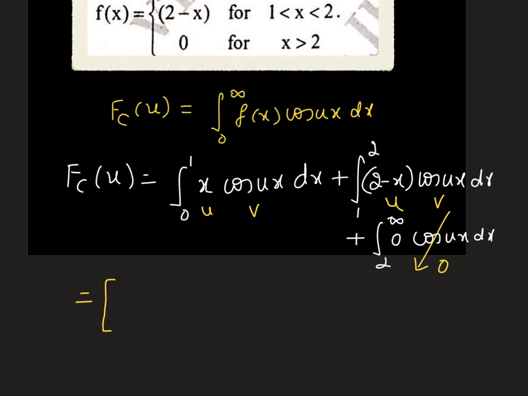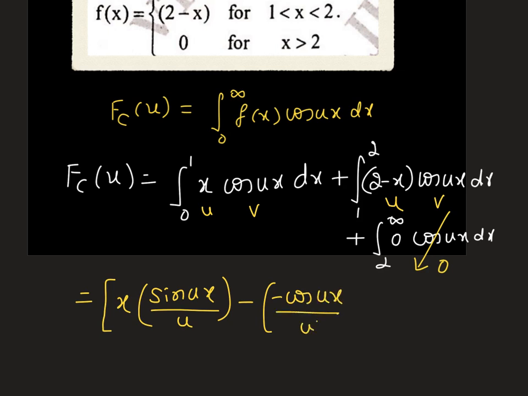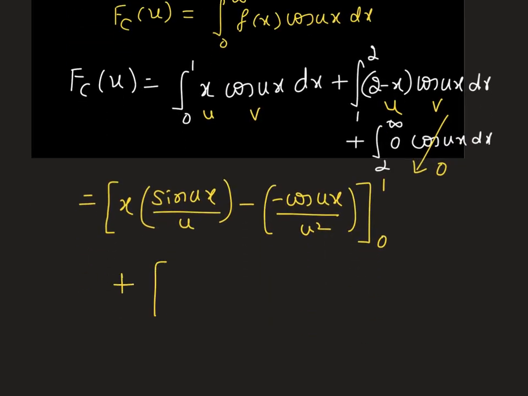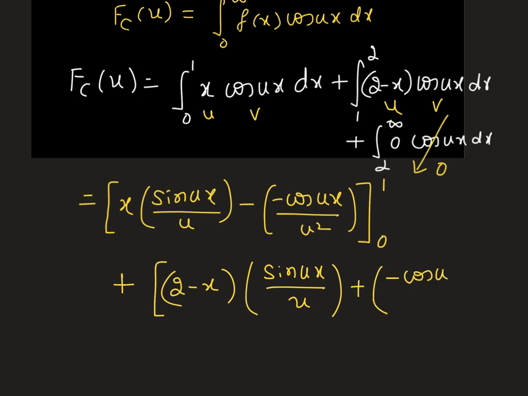We start integration keeping the first function x as it is, and the integration of cos ux with respect to x gives sin ux divided by u. Next, minus the differentiation of x, which is 1, and the integration of sin ux, which is minus cos ux divided by u square. So apply the limit 0 to 1. Next we have plus 2 minus x, integration of cos ux is sin ux by u, minus differentiation of 2 minus x, which is minus 1, so this becomes plus 1, and integration of sin ux is minus cos ux divided by u square. So this minus gets cancelled, and here I am applying the limit 0 to 2.